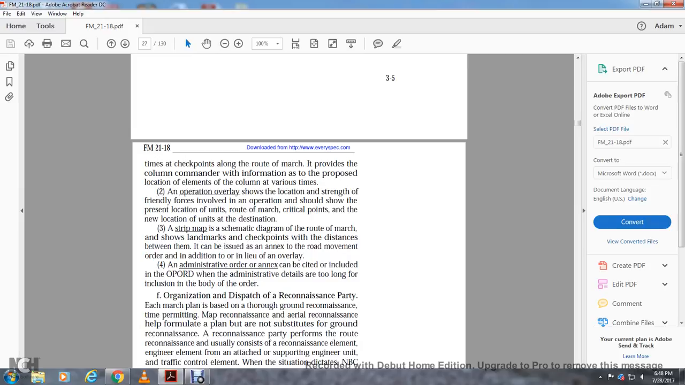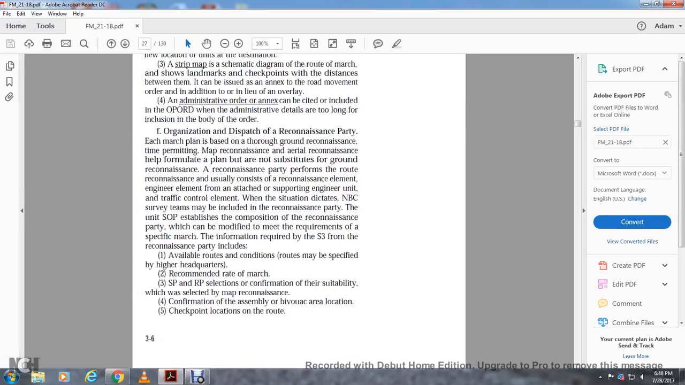Administrative orders and annexes can be cited or included with the OPORD. Administrative details that are too long are not included in the body of the order.